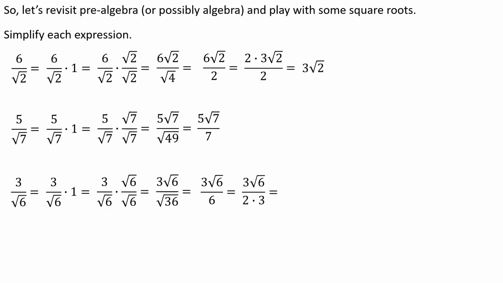6 is 2 times 3. Cancel out the 3's. There's my final answer. Notice I do not try to do anything with that square root of 6, right? I cannot reduce. I know 6 is 2 times 3, but that 2 is stuck inside the square root symbol. It will not cancel with the 2 on the bottom, right? We're stuck. Final answer.